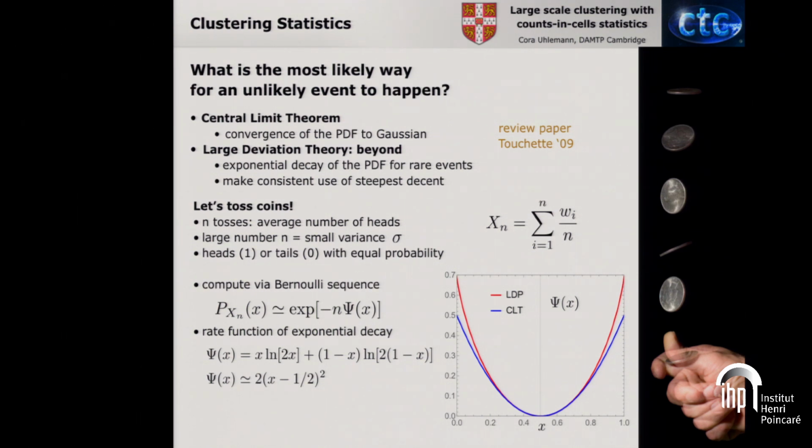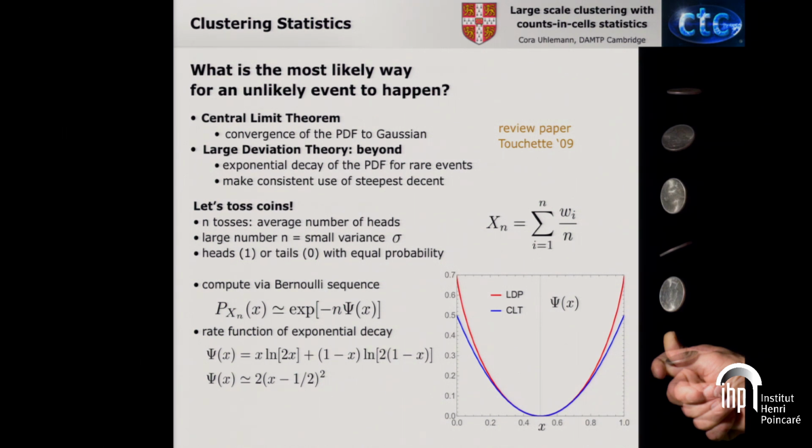You toss coins, so you have your Bernoulli sequence. And by using the Stirling formula, what you're going to find is that the probability of finding something away from the mean is exponentially suppressed. And this exponential suppression is not given by a quadratic function, which is what you would expect from a Gaussian, right? It's given by some kind of weird logarithmic dependence. And of course, if you expand this around the mean, you would get exactly the Gaussian.